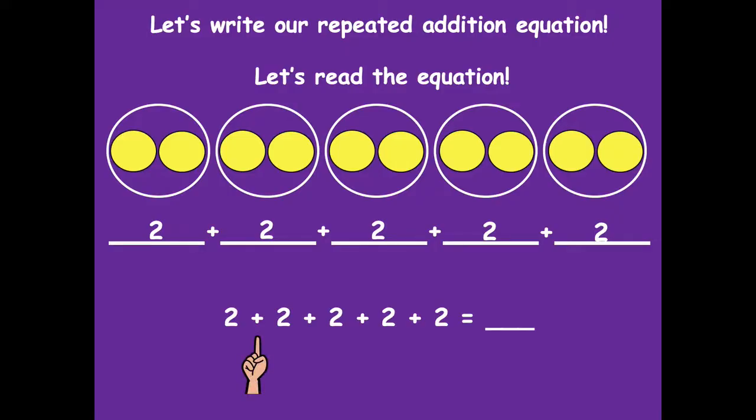So we know that 2 plus 2 is 4, and 4 plus 2 is 6, and 6 plus 2 is 8, and 8 plus 2 is 10. Good job. So 5 groups of 2 equals 10. Pretty cool. All right, so let's draw groups of 5.